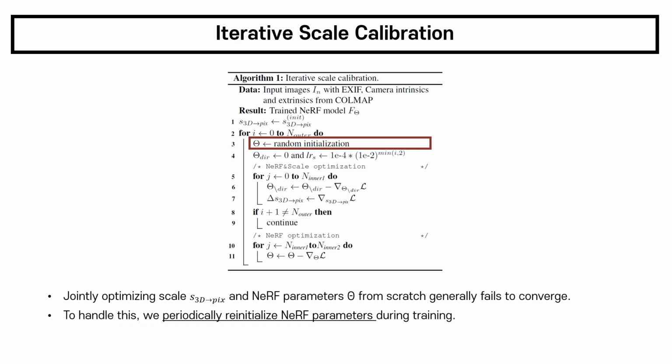Through the experiments, we discovered that jointly optimizing scale and NeRF parameters from scratch generally leads to failure in convergence. Therefore, we periodically reinitialized NeRF parameters during training.